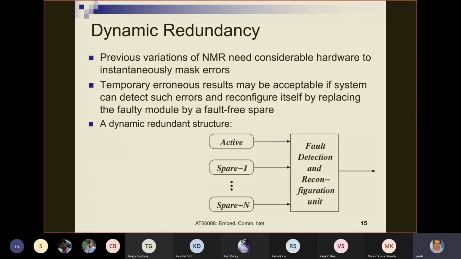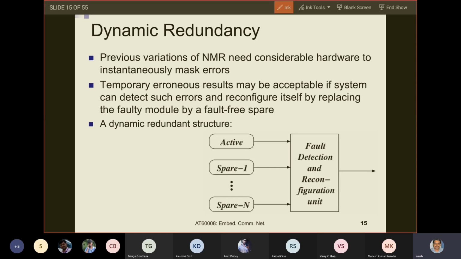Temporary erroneous results may be acceptable if the system can detect such errors and reconfigure itself by replacing the faulty module by a fault-free spare. So I have an active module, which is currently working, and I have n spares. The output of the active module goes to this fault detection and reconfiguration unit. It detects faults in the active, and when the active is faulty, it will replace the active with one of the spares.